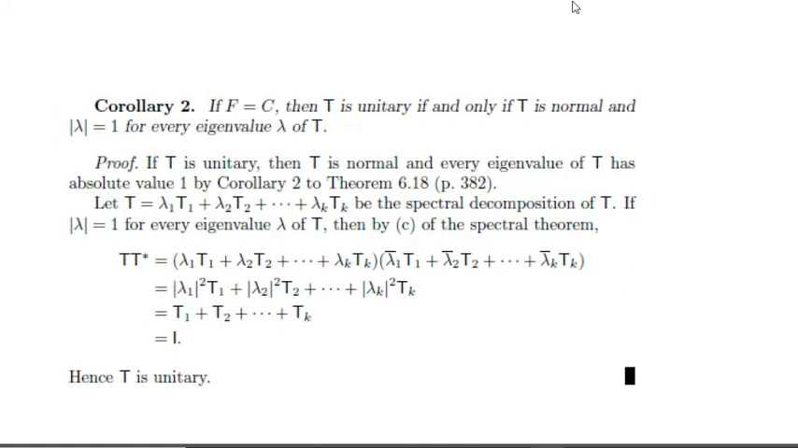Second corollary: if F is equal to C, then T is unitary if and only if T is normal and mod lambda is equal to 1 for every eigenvalue lambda of T. So if T is equal to lambda 1 T1 plus lambda 2 T2 till lambda k Tk with the spectral decomposition of T, and mod of lambda is equal to 1, then calculate T star T, you will get I, and hence this T is unitary.